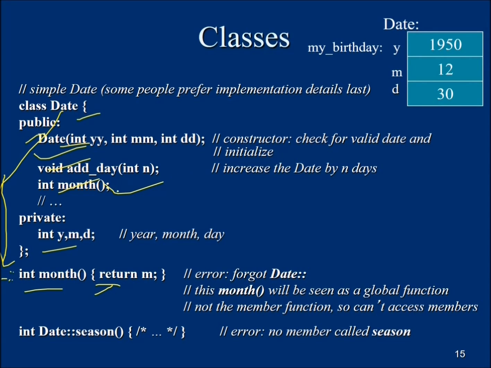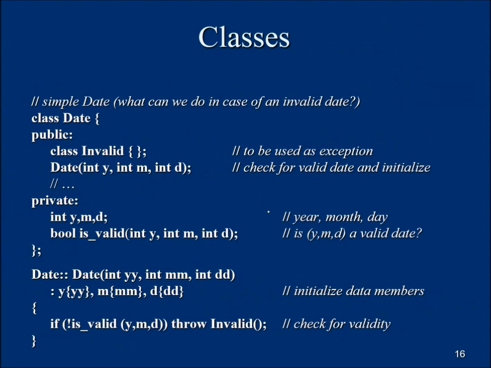So it cannot access the members. It cannot use m, because m is inside the class. If it has to use it, it has to do it the way I said. But here, what is the problem in Date double colon month? Because you are defining a function that you have not even declared, there will be an error. The month has to be declared inside the class.